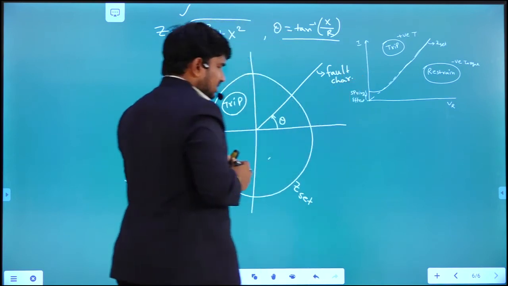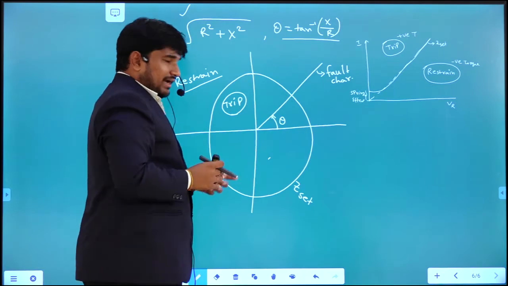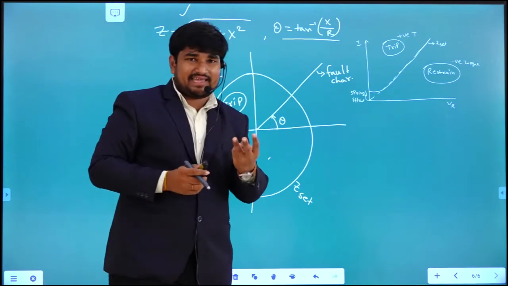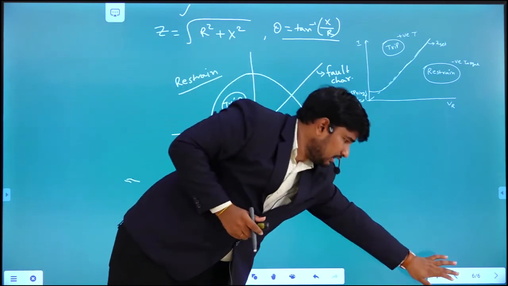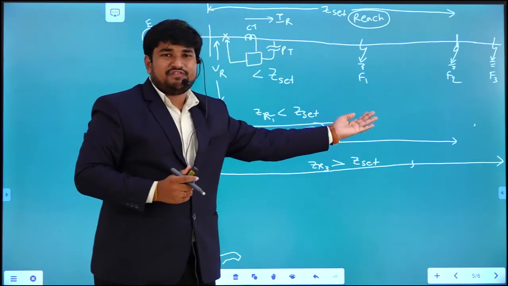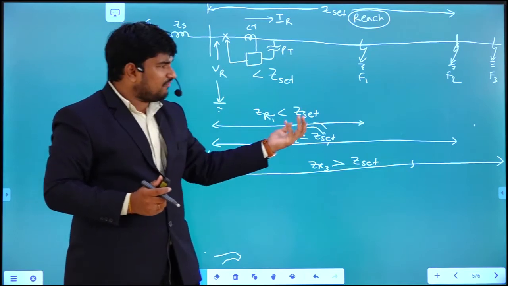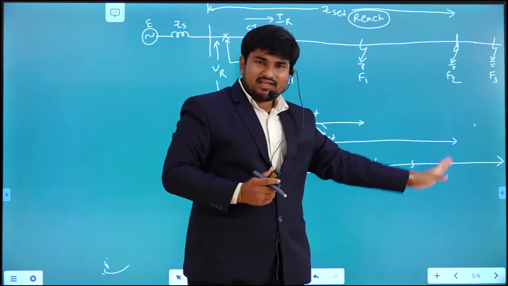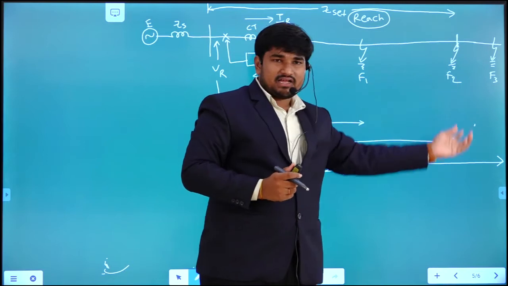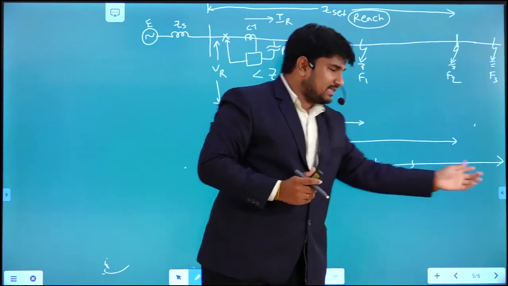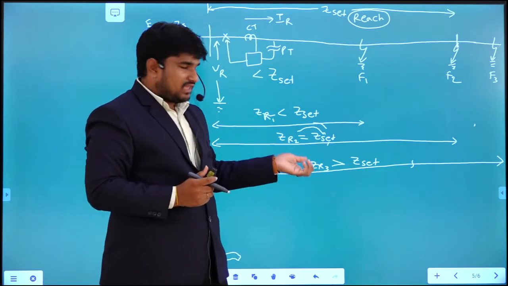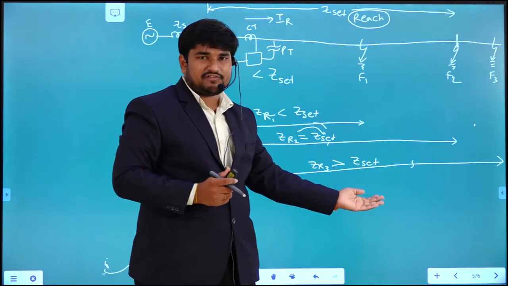Fault characteristics. Previously we have seen three cases of fault, right? Fault 1 is within the reach, fault 2 is on the reach, which means it is equal to the Z set value, and the third fault is beyond the reach, which means the impedance is greater than the Z set value.